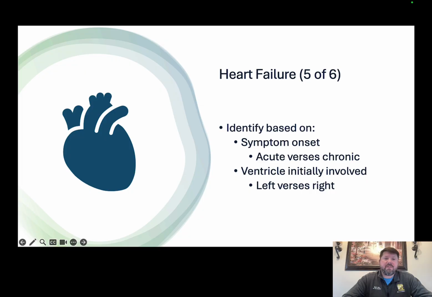Heart failure is identified based on symptom onset. Is it acute versus chronic heart failure? One thing to remember about patients with heart failure is that there are patients that live every day with heart failure. Yes, their quality of life is really diminished, but if they're calling 911 or an ambulance, it's usually because they're having an exacerbation of the chronic heart failure, which is a sudden onset of the symptoms.